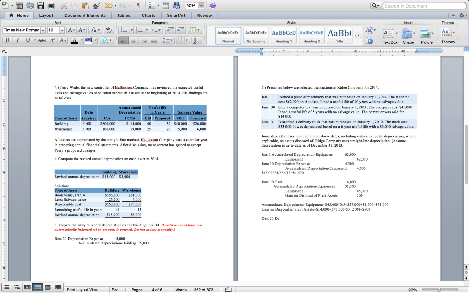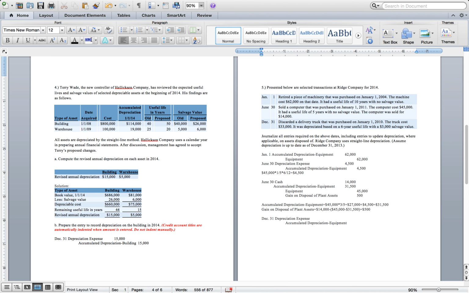Okay, so again here, let's see. We know the entry is going to be debit depreciation expense, and we're going to credit accumulated depreciation equipment. Okay, now let's see for how much.